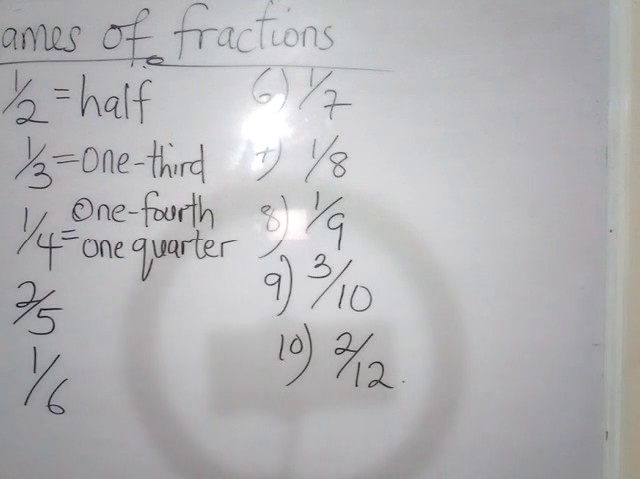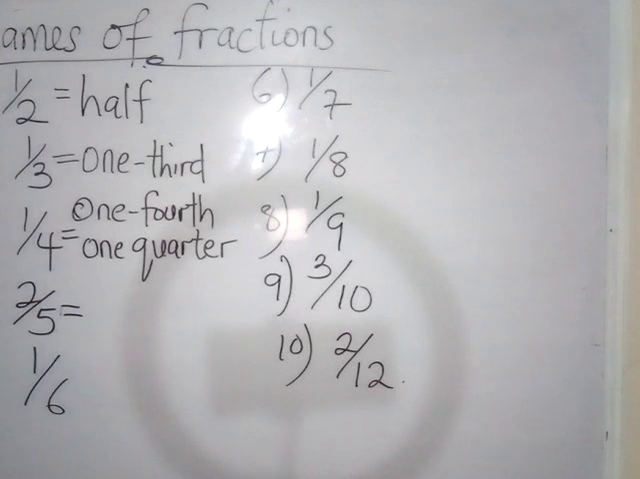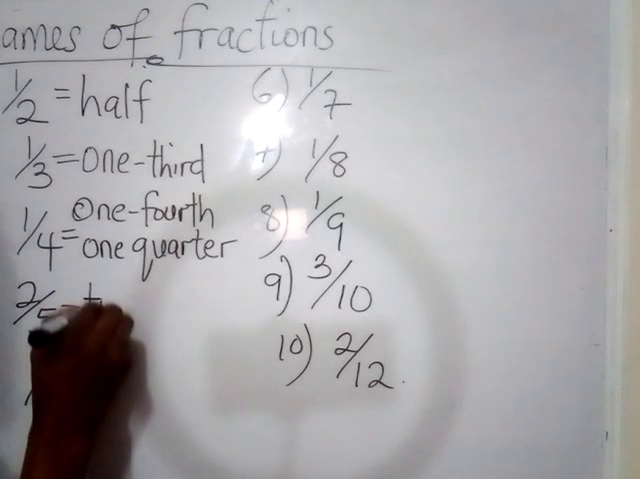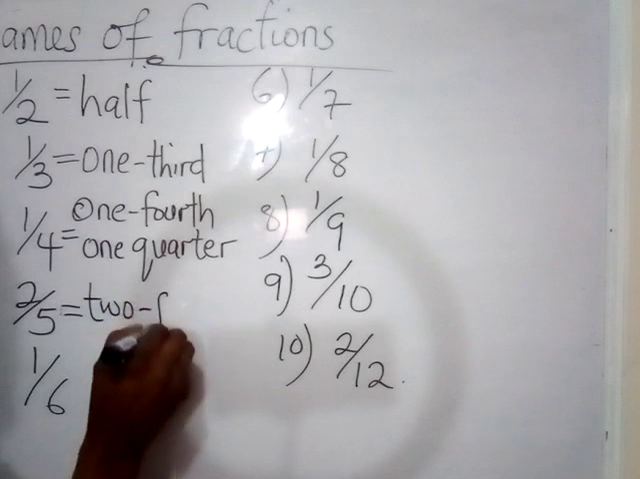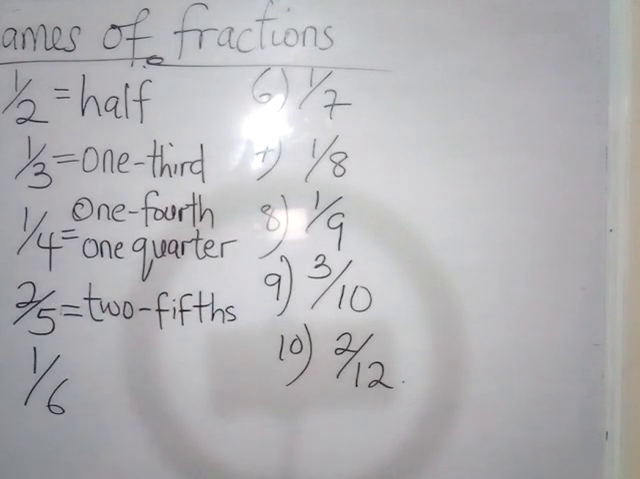Okay, so the next one is 2 out of 5 parts. 2 out of 5 parts is called two fifths. Remember, I told us we use a lot of ordinal numbers. 5th, that's the ordinal number for 5, like when you are talking about position, like first position, second position, third position, just like that.